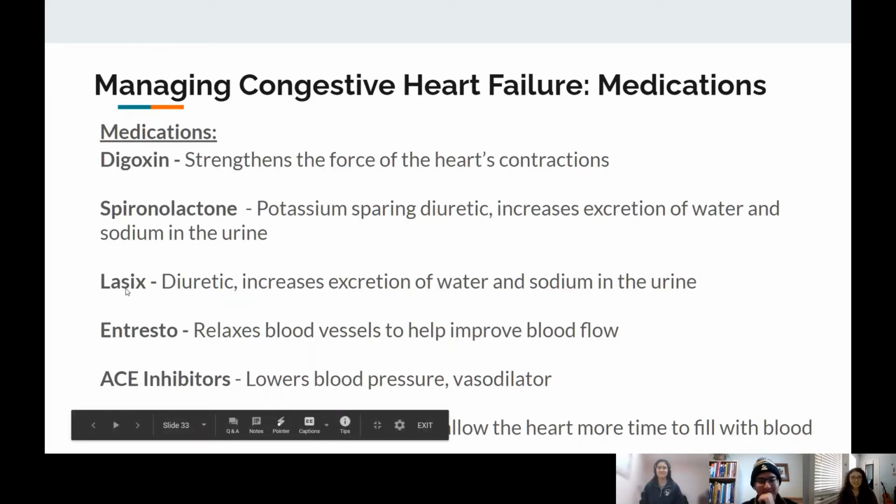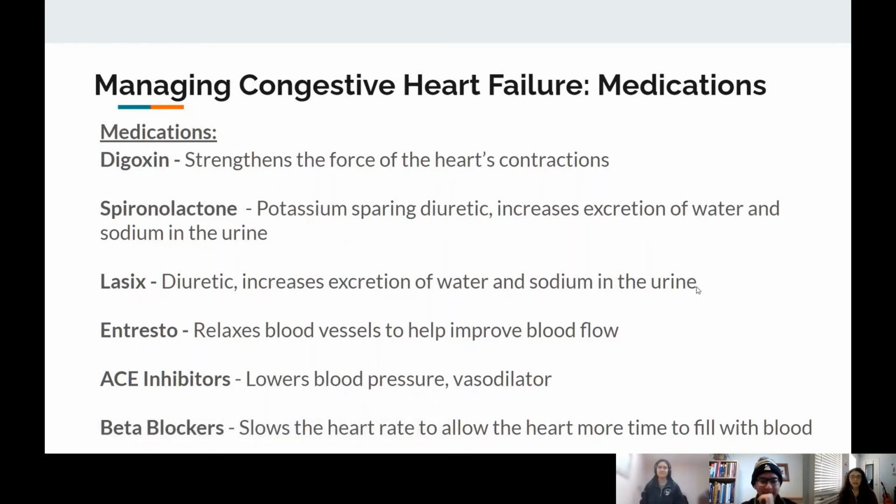Spoiler alert. 6, it is a diuretic that increases the excretion of water and sodium in the urine. And there's another diuretic called spironolactone just above that, a potassium-sparing diuretic that also increases the excretion of water and sodium in the urine. There's also digoxin that strengthens the force of the heart's contractions. There's also Entresto, which relaxes your blood vessels to help improve blood flow. There are ACE inhibitors that lower your blood pressure, and it's a vasodilator as well. There's beta blockers that will slow the heart rate down to allow the heart more time to fill with blood.